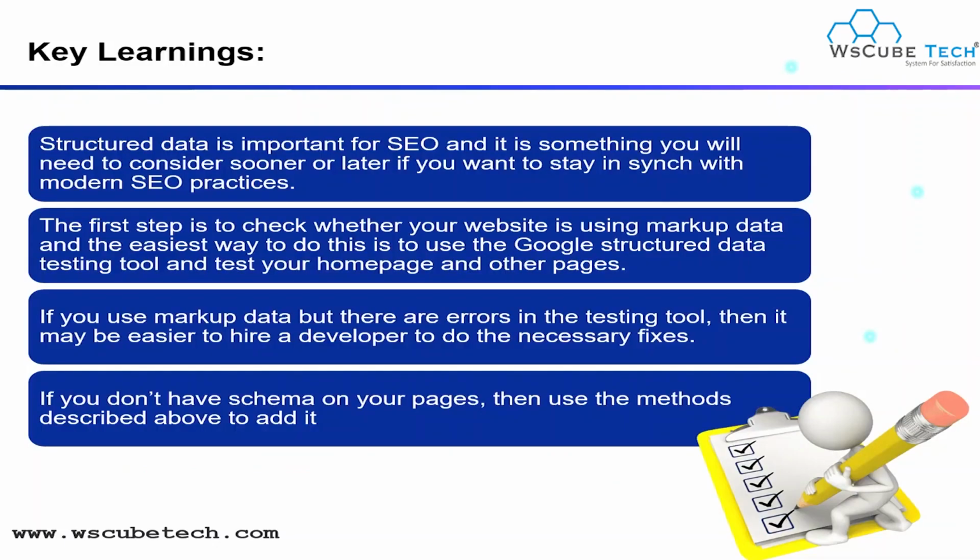Now, the key learning from Schema Markup is that structured data is important for SEO, and it is something you will need to consider sooner or later if you want to stay in line with modern SEO practices. So the first step is to check whether your website is using Schema Markup data, and the easiest way to do this is to use the Google Structured Data Testing Tool and test your homepage and other pages. If you use markup data but there are errors in the testing tool, then it may be easier to hire a developer to do the necessary fix. And if you don't have the schema on your pages, then use the methods described above to add it.